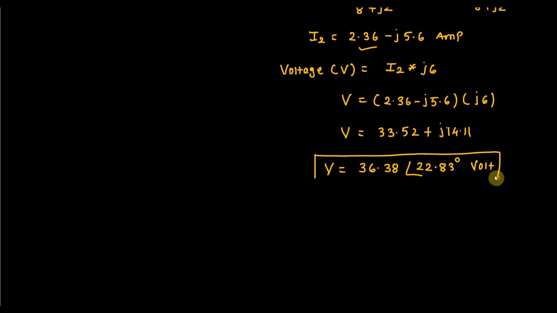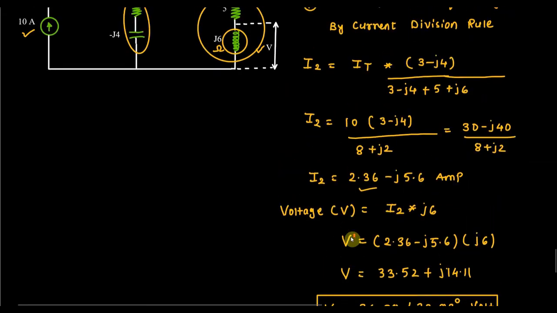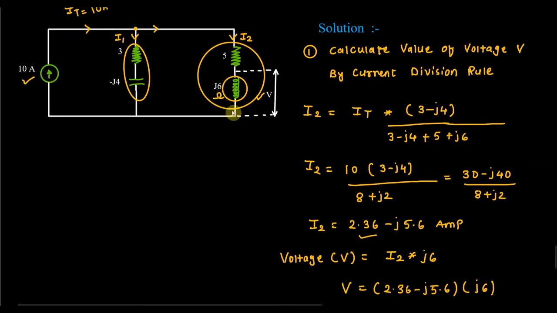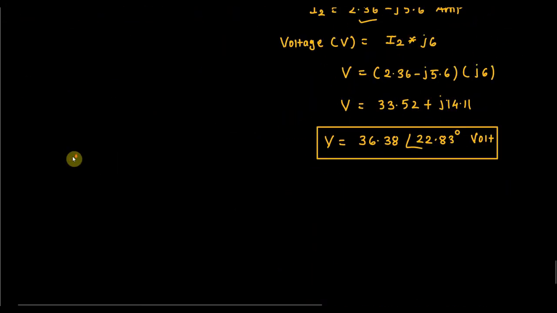In this question, they have asked us to find out the values of current, right? So in that way, we have found the voltage V, which is the voltage across this inductor. In that way, we have finished with the first part. Now, what they have asked in the second part: verify the reciprocity theorem by interchanging the current source and the resulting voltage V. So now you have to interchange the voltage V and the current source.